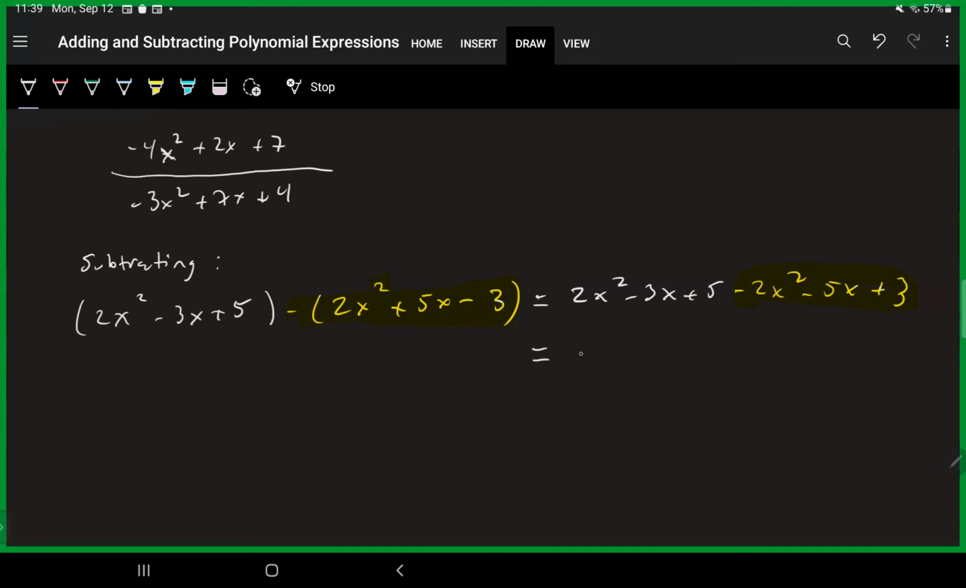So I'm not going to get any x squared terms, which is okay, it happens. Negative 3x and a negative 5x is a negative 8x. 5 plus 3 is plus 8. And I'm going to get negative 8x plus 8 as a final answer. And we could do that vertically as well.